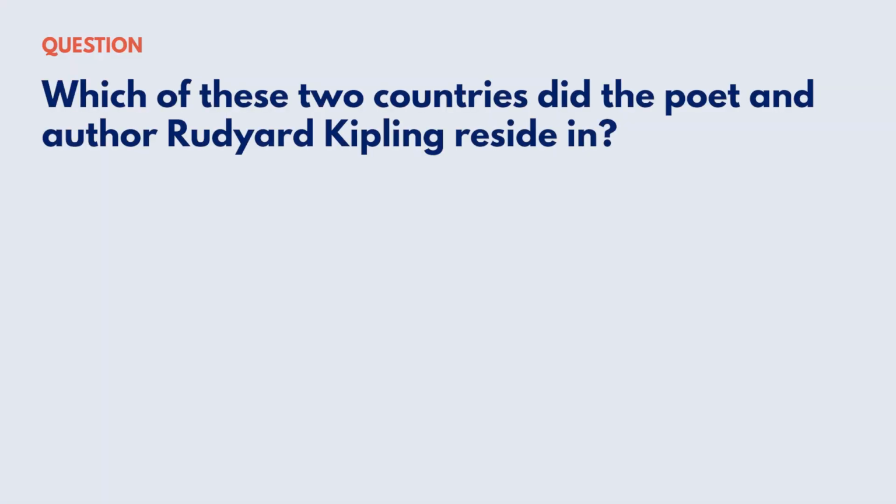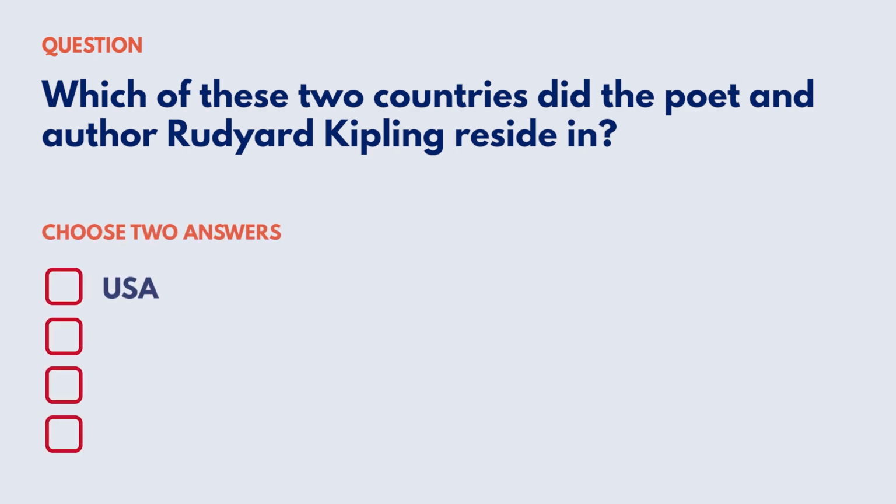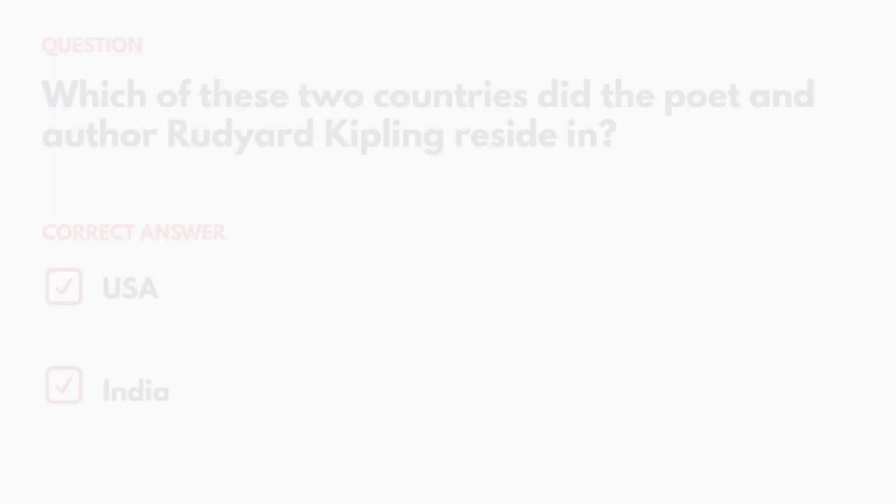Which of these two countries did the poet and author Rudyard Kipling reside in? USA, Fiji, India, Japan. Correct answer, India and USA.